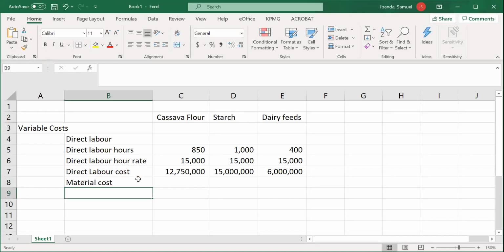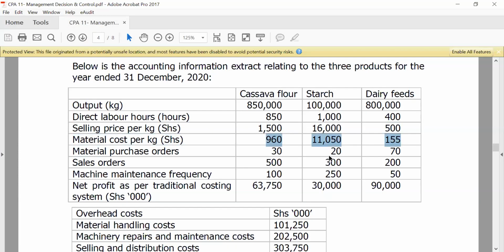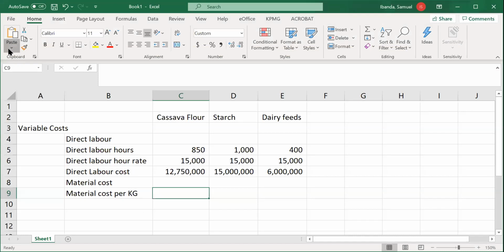Material cost. So we have the material cost package. So I'll just pick that. So that is what we basically have. So then we shall add the output, okay? Because the output influences what we have as a total material cost. So that's why we bring in the output.